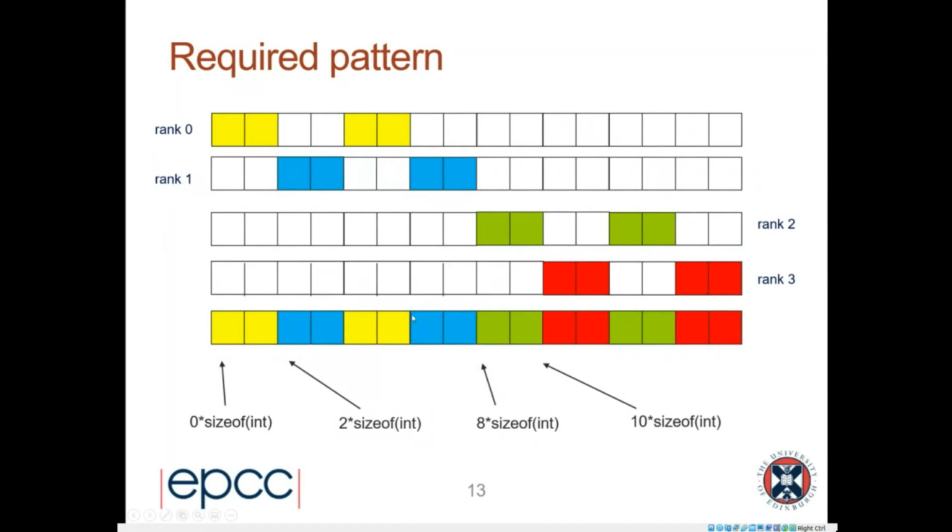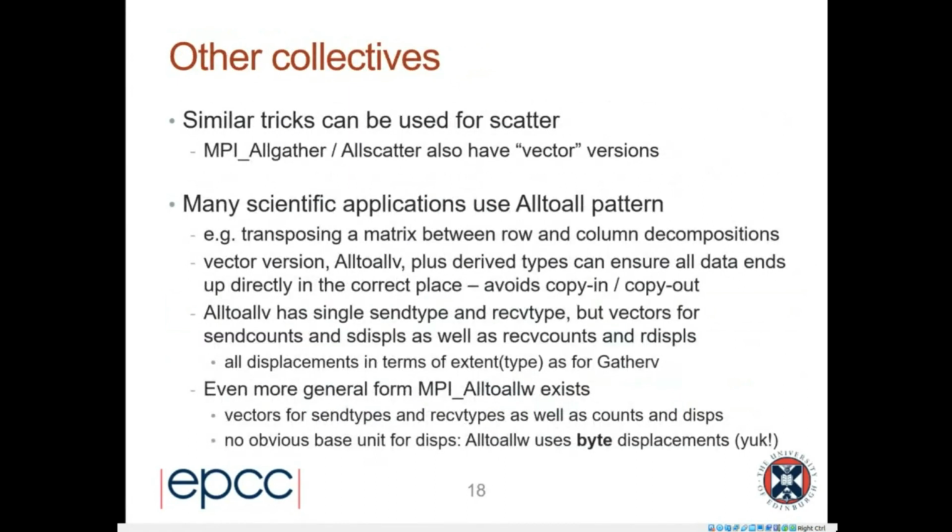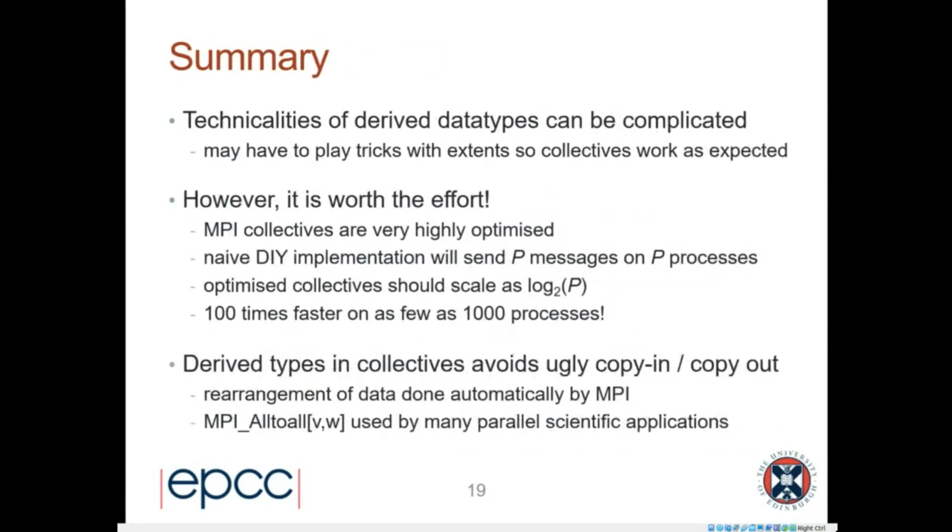And there are ways of solving that. If you use the gather V version, where you can also specify a single data type, you have to hoodwink MPI about the size of the data type so they all line up correctly. There isn't a gather W, for strange reasons, I don't know why. If you use the W version, where you specify the displacements in bytes, then you can specify them all precisely. So, in summary, the technicalities are very complicated. You may have to play tricks with extents to make the collectives work as you expect. However, I think it's worth the effort.